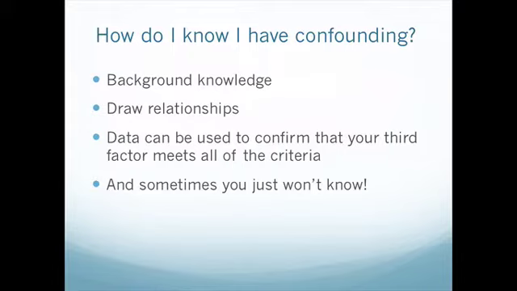And then after you know what you're looking for, data can be used to confirm that your third factor meets all the criteria. And we're going to walk through that. And finally, sometimes you just don't know. There always is unmeasured confounding when we do observational studies, because there's just a myriad of ways that our exposed and unexposed groups are not the counterfactual to each other, and it's nearly impossible to say for certain that we've measured everything important.